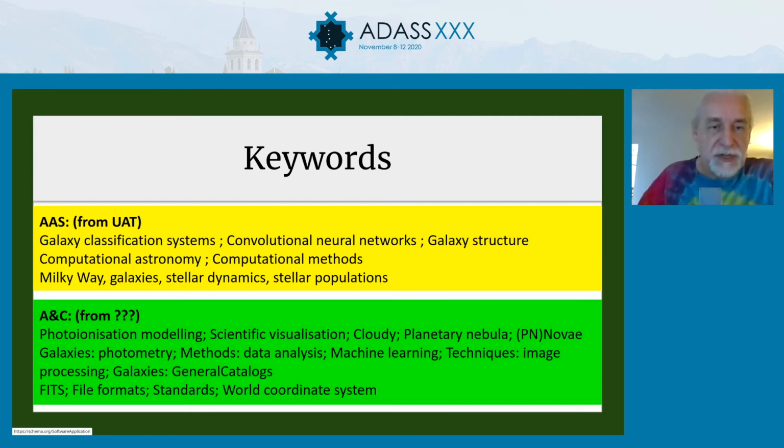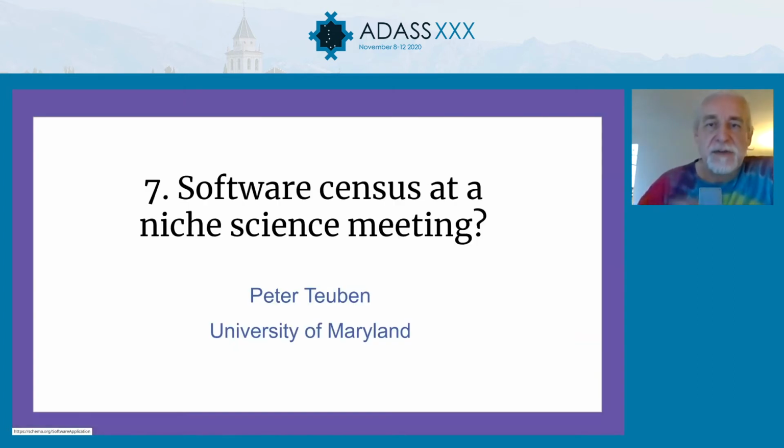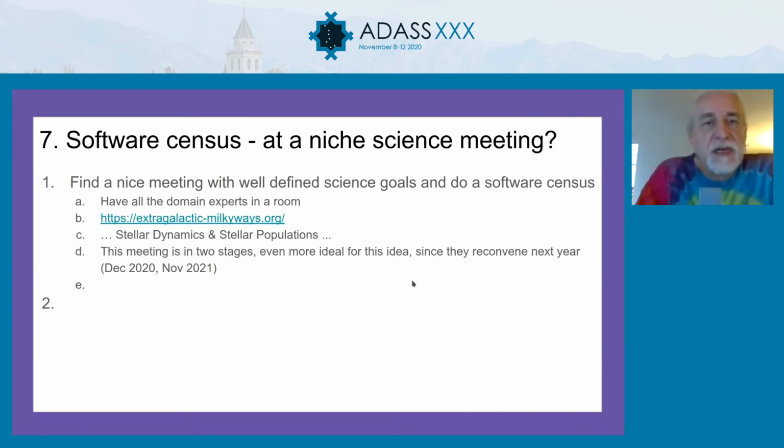Let me go back to this slide. Let me see what I want to say else about this. Then I wanted to go to an example to get a better census. If you take, for example, the field of stellar dynamics, a good example would be to look at a niche, a small field: stellar dynamics and stellar populations.